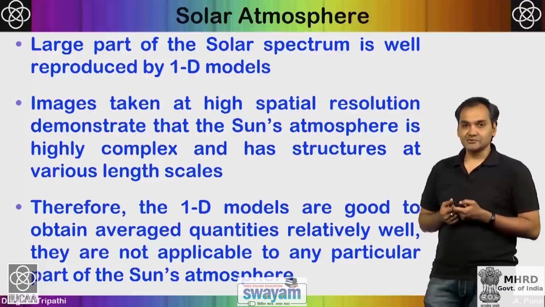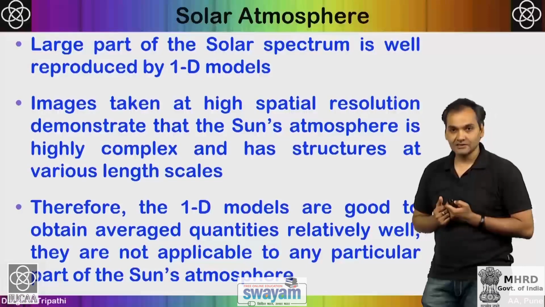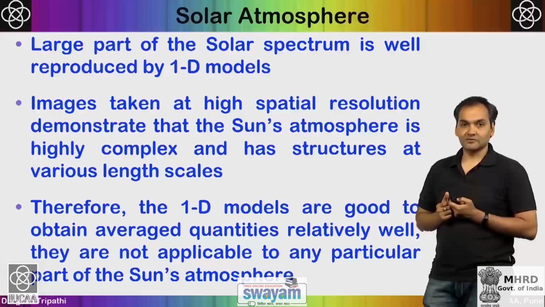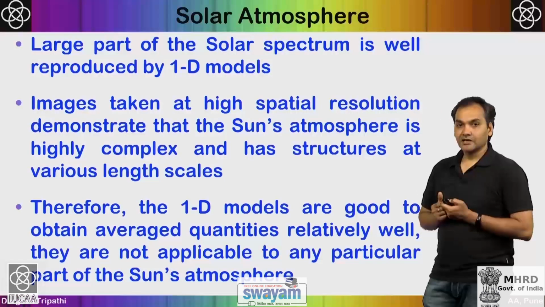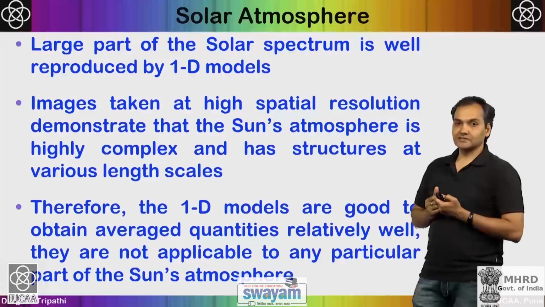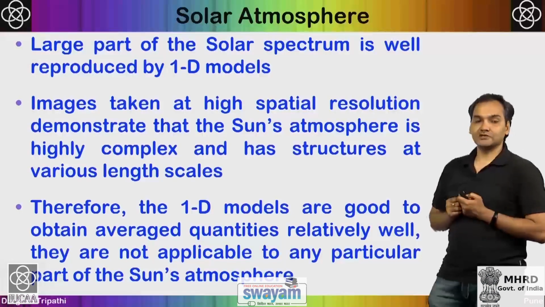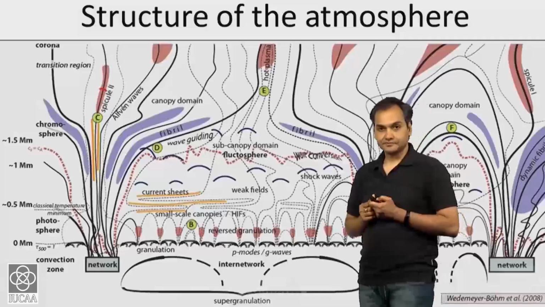Images taken at high spatial resolution demonstrate that the sun's atmosphere is highly complex and has structures at various length scales. Therefore, although 1D models are good for obtaining the average quantities relatively well, they are not applicable to any particular part of the sun's atmosphere.